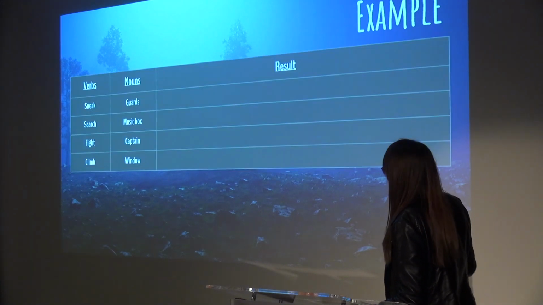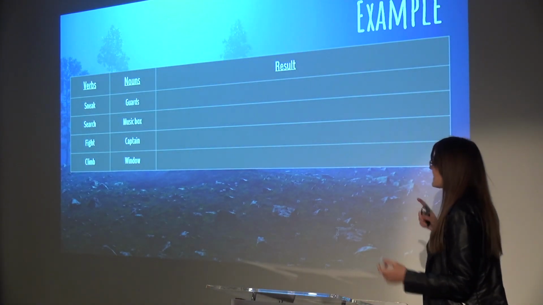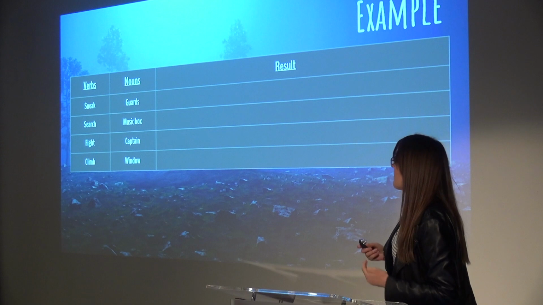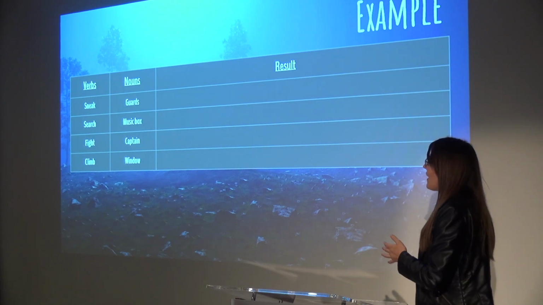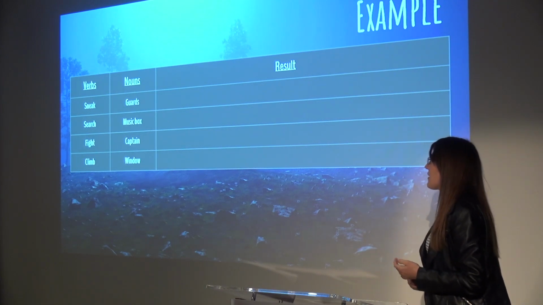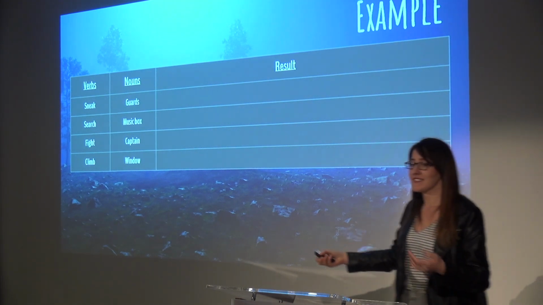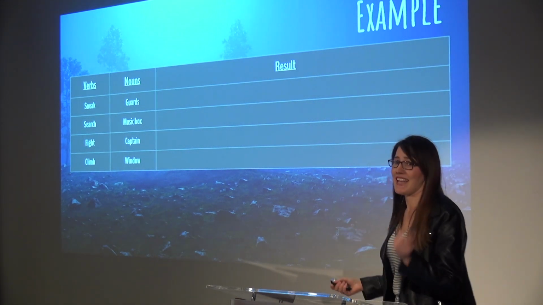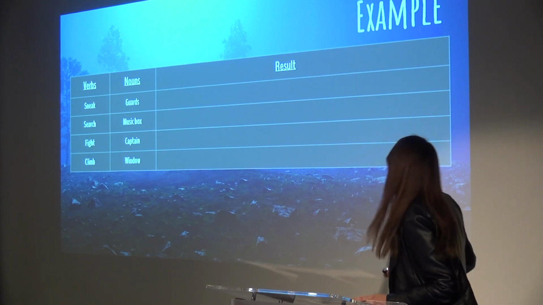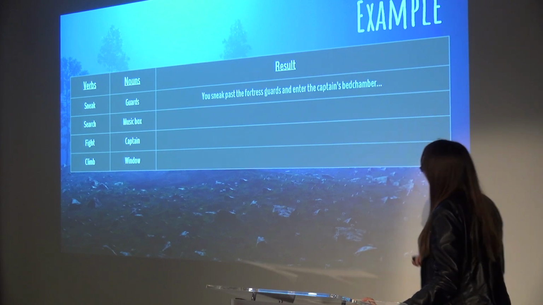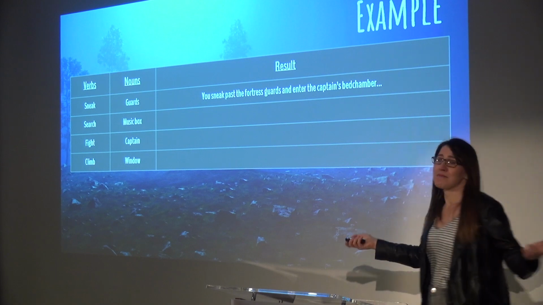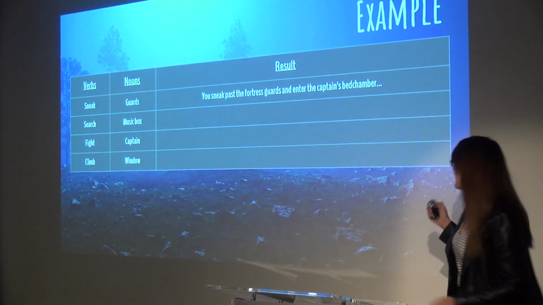So here is our example. I have chosen sneak, search, fight, and climb for my verbs, and my nouns are guards, music box, captain, and window. This was a random selection, but as you can see, it works very nicely. You're probably looking at this and thinking, I know exactly where this is going to go. So the result, sneak and guards. You sneak past the guards to go into the fortress.